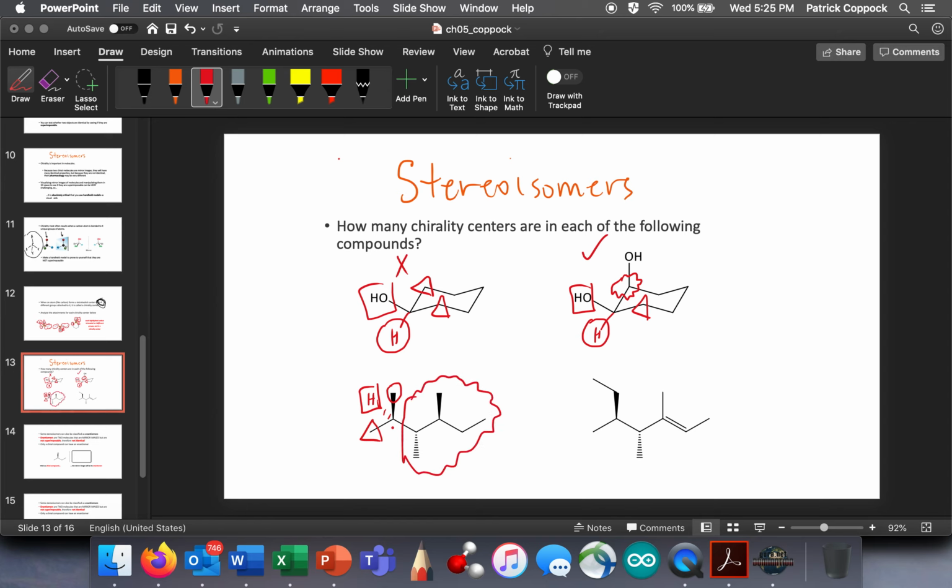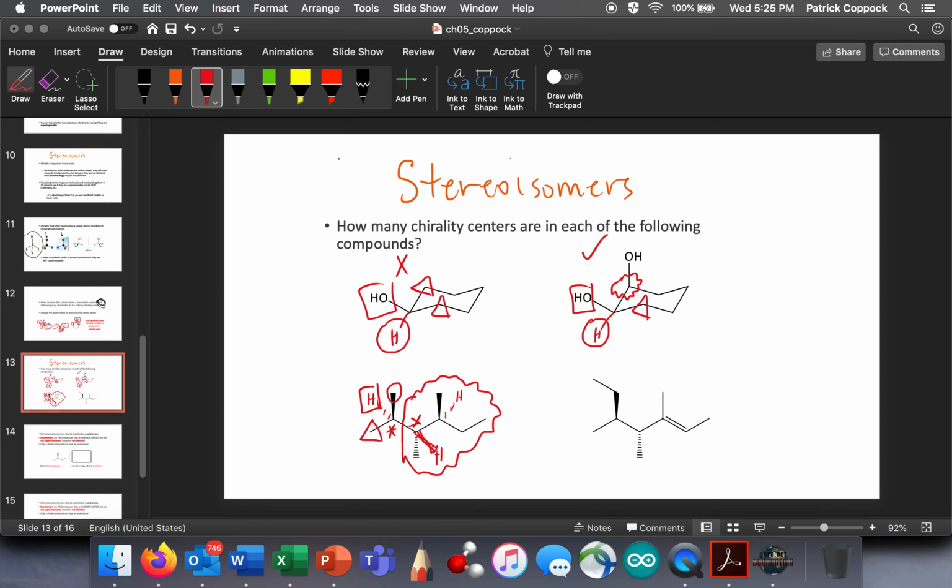So this is definitely a chiral center, right? Let's do another one. What about this? I can see this is also a chiral center because this must have a hydrogen coming out front, right? There's a wedge not shown. There's a hydrogen.